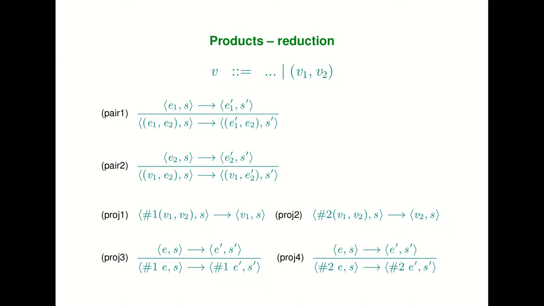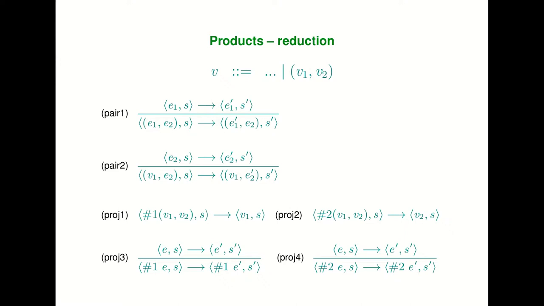And when the first component is a value, so if we have v1 comma e2, so this is a pair expression where the first component is already a value, then what we can do is we can evaluate the second component. So if e2 takes a step to e2 prime, then v1 comma e2 will go to v1 comma e2 prime. And so you can see that the pair 1 and pair 2 rules are mutually exclusive, because values don't actually evaluate. And so as a result, we will always apply the pair 1 rule until we reach a pair expression with its first component a value, and then after that we'll evaluate the second component. And so these two rules enforce the left to right evaluation of pair expressions. And so these rules end up looking a lot like the rules for function applications.